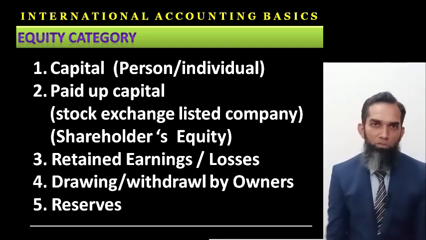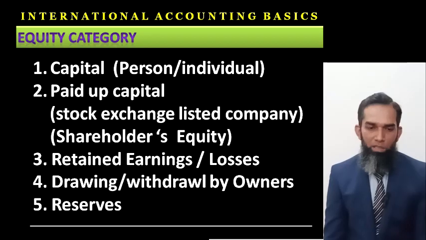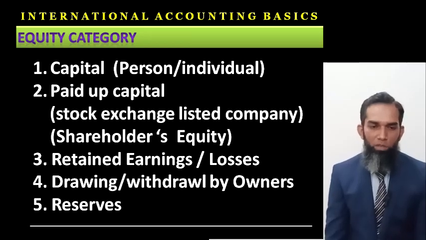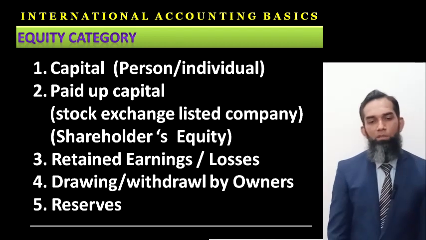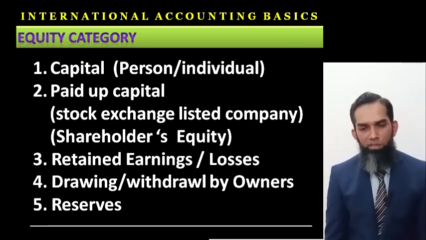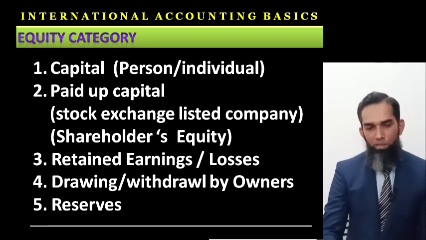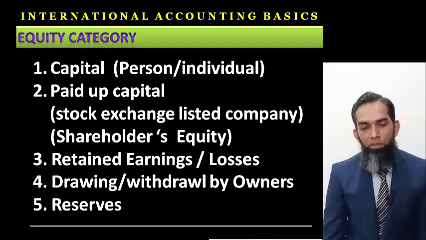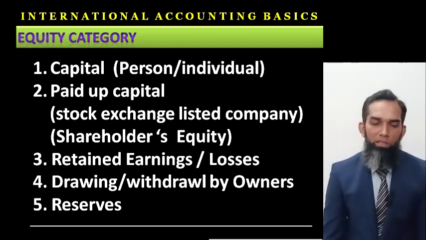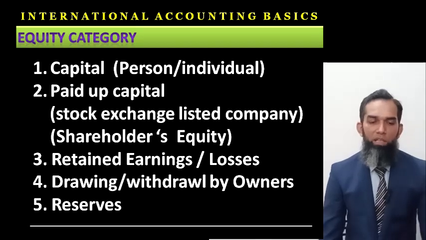That cash is being used for the business purposes. So there we have talked about two sides of the equity: paid up capital for a person or individual, and paid up capital for a stock exchange listed company and shareholder equity. Third one is retained earning. Retained earning is also covered in the equity section. Actually, what is being called retained earning?